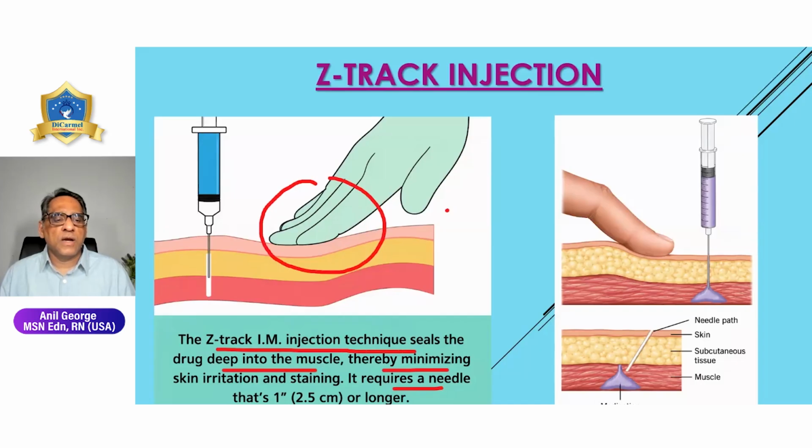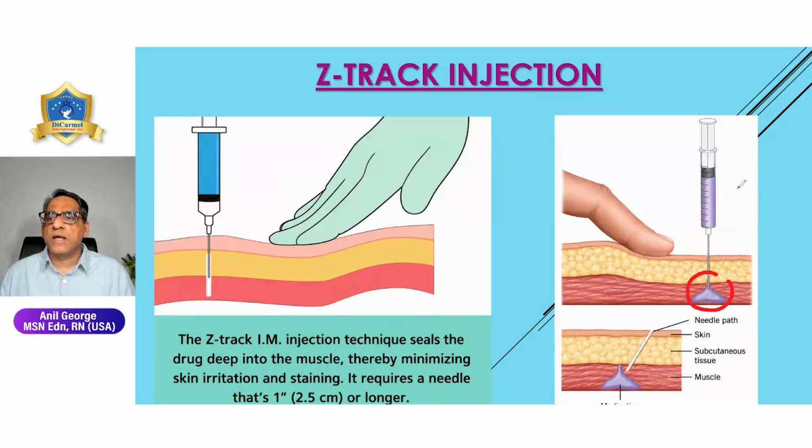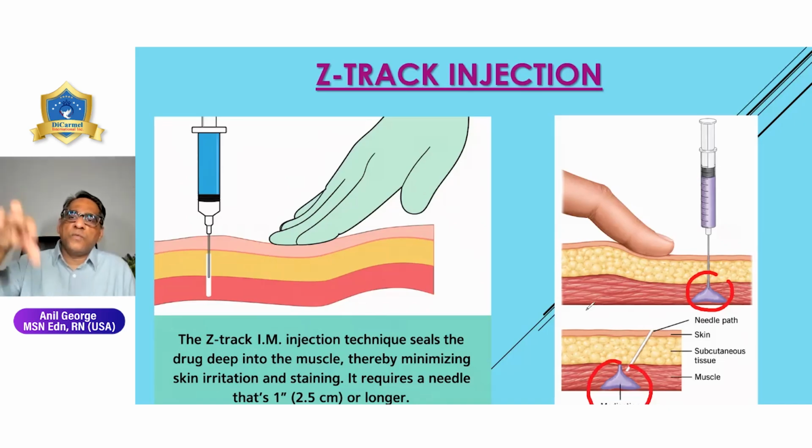And it requires a longer needle, 1 inch or longer. So again, as you can see, first we pull the tissue to one side, we insert the needle, and the medicine is placed there. Then we pull the needle out, and once we release the tissue, the drug is trapped inside. You can see the way the path is kind of broken or obliterated, so the drug that went inside will not come out to cause staining. So that's what the Z-Track is.